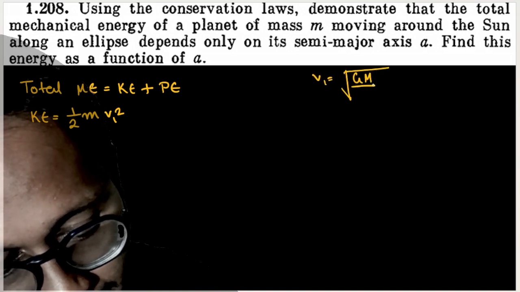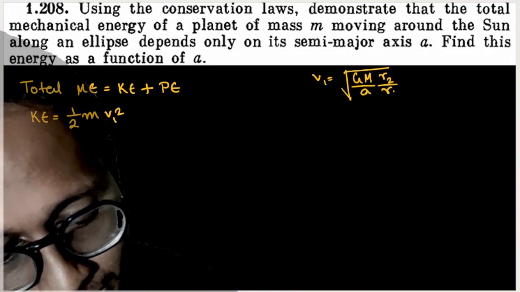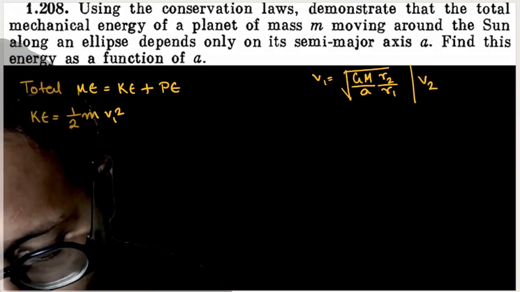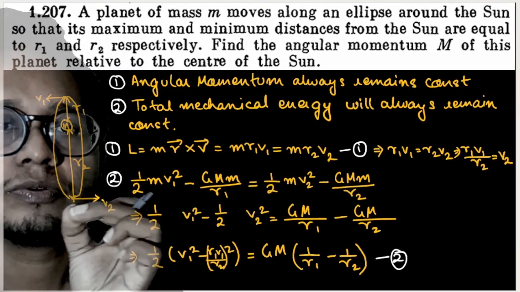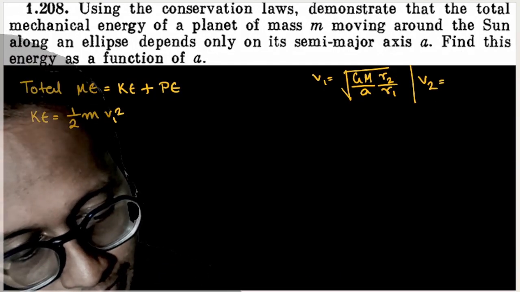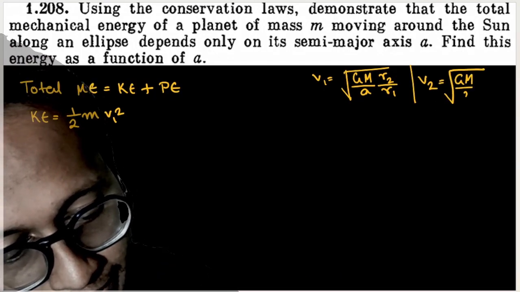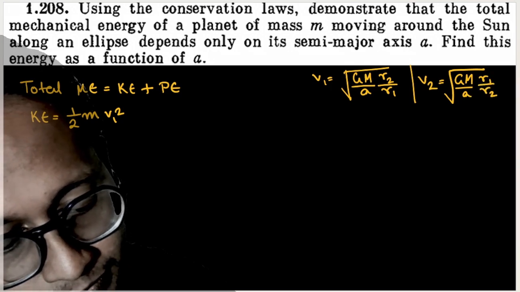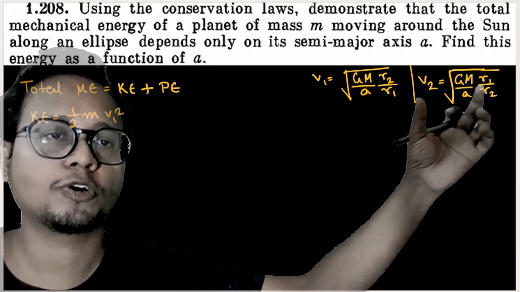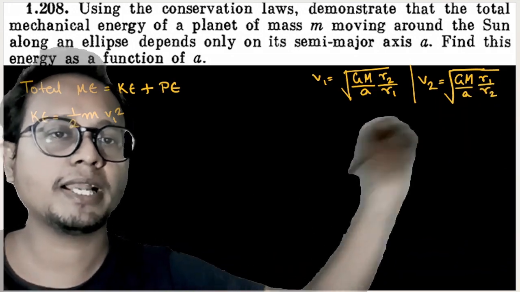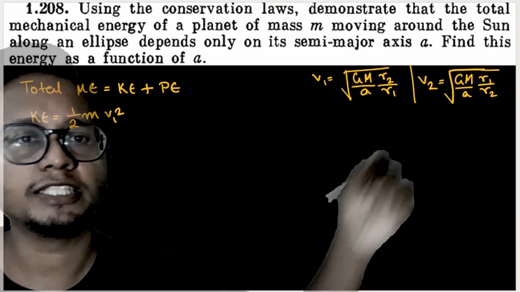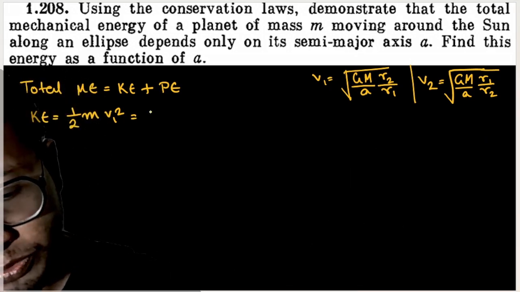So v1 is equal to the square root of GM by a into r2 by r1. I'll tell you one more additional piece of information. v2 is nothing but the velocity at the bottommost point; it is just the inverse of this one. Same thing, GM by a into r1 by r2. So the velocity at the topmost point is GM by a r2 by r1, and the velocity at the bottommost point is GM by a r1 by r2. Nearest point, farthest point: velocity at the nearest point, velocity at the farthest point.